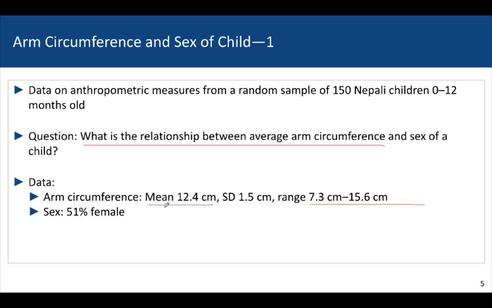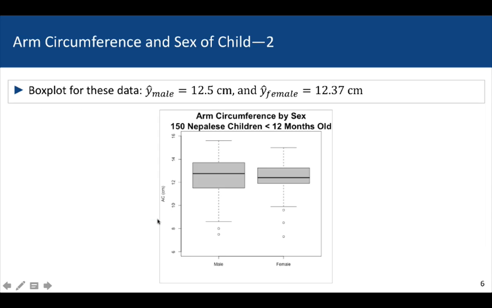And we're curious as to whether there's different underlying estimated means for males and females. This is the mean for everyone. And the data is roughly half and half, slightly higher percentage of female children, 51% female versus 49% male. So we could look at the box plot for these data. We have the sample means. The estimated mean arm circumference for males is 12.5 centimeters. The estimated mean for females is 12.37.